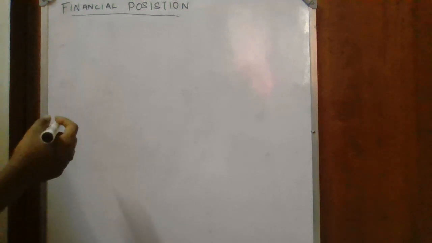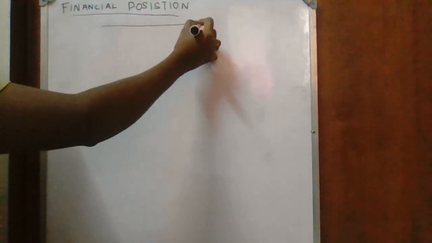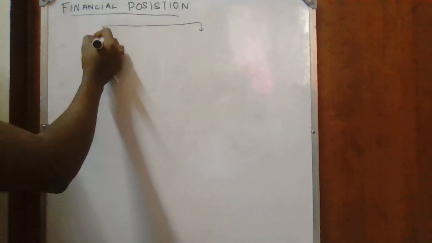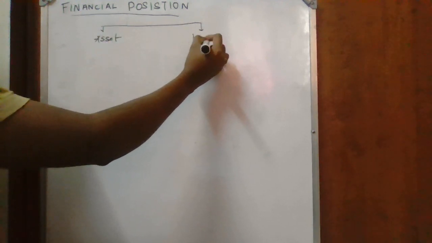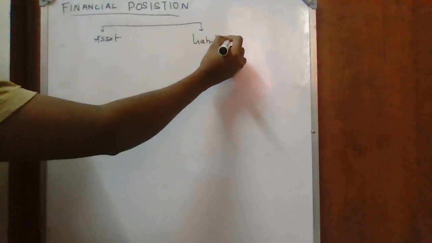Hi everyone. Yesterday we had stopped near the financial position. How to understand the financial position? We spoke about two concepts, one is asset and one more is liability. What is this asset and what is this liability?